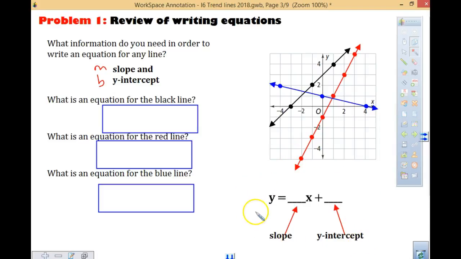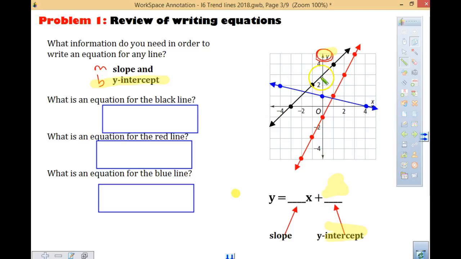So take a look at the black line. Y-intercept is on the y line. Anytime we are finding our y-intercept, that's our beginning, that's on the y line. Can you write for each of these below, the red line, black line, and blue line, this form of the equation and just leave blanks? Please do that now.